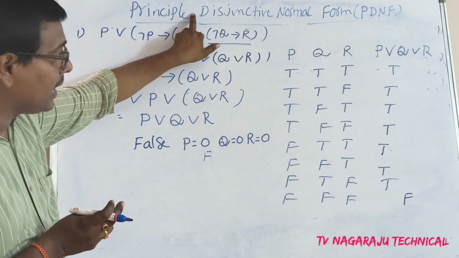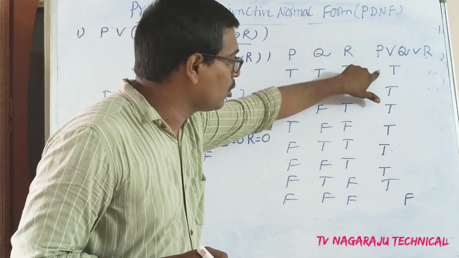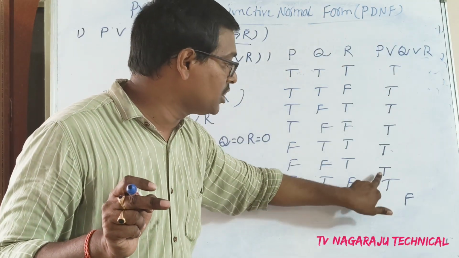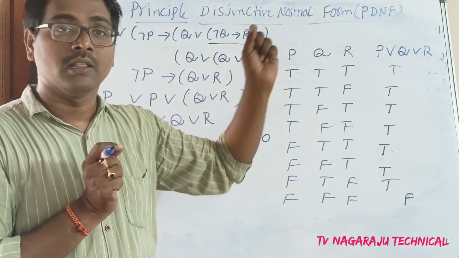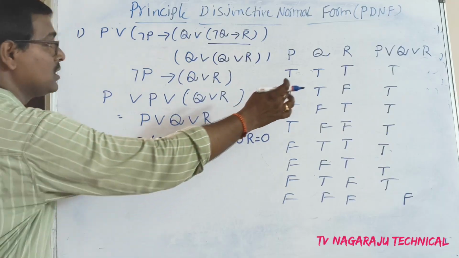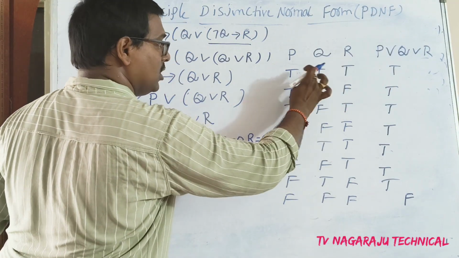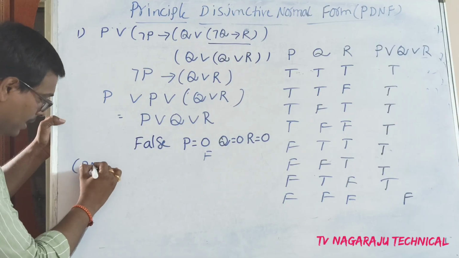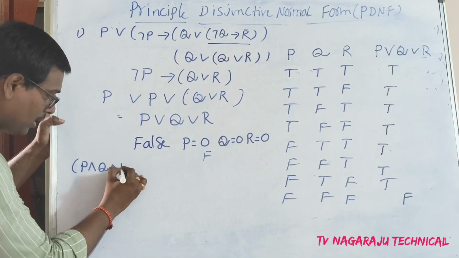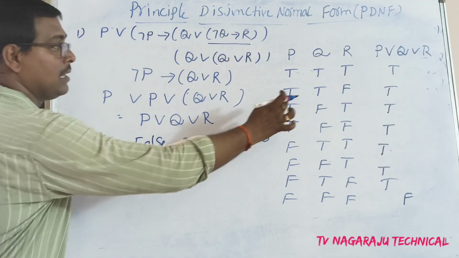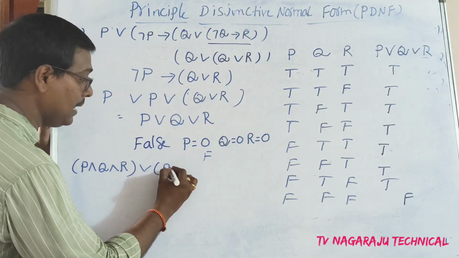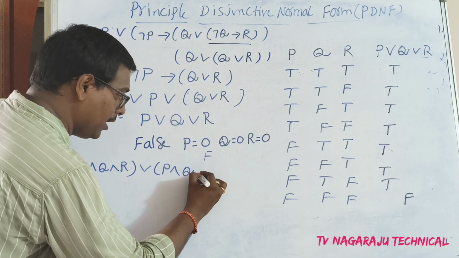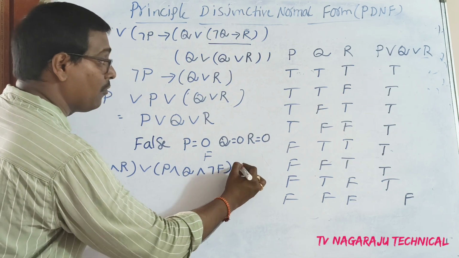In the PDNF, we consider the rows which contain true values. That is, what are the true values? The first one, P is true, Q is true and R is true. So my AND operation is P and Q and R. Or the second one, P and Q and negation R.